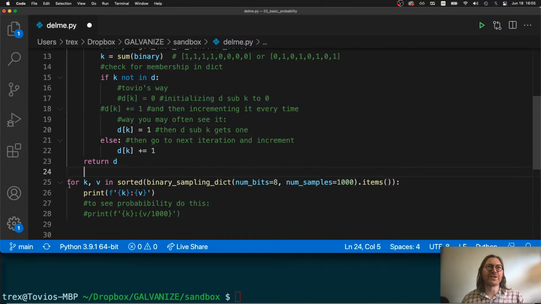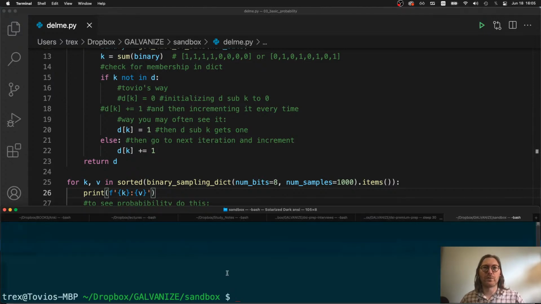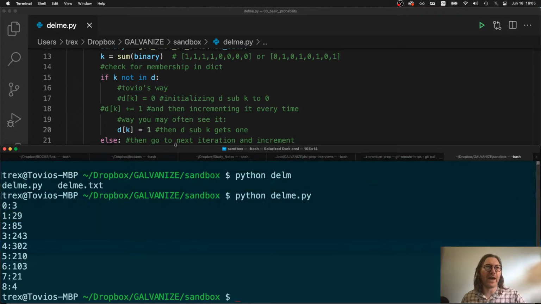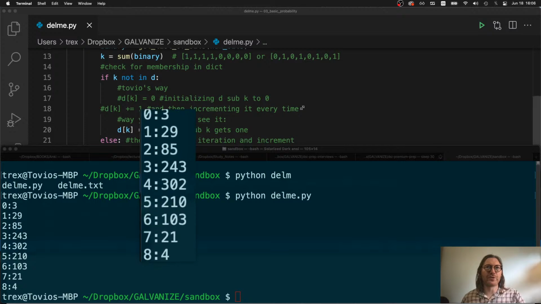And then we traverse this. For key, value in the sorted binary sampling dictionary, samples 1,000, of course, .items. That allows us to break the key and the value out into a tuple. We're printing the key and the value. So let's go ahead and see what that looks like. We have that here, and I can just grab this and maybe we can take a closer look at it.